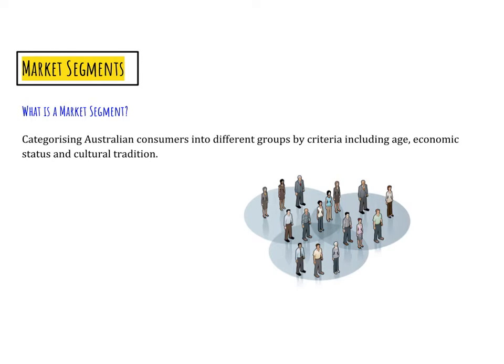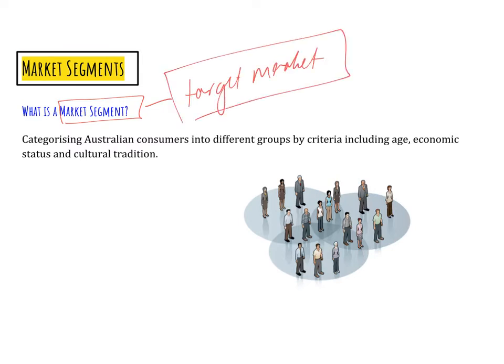Now that we've had a look at market trends, we're going to look at market segments. This really links to the target market for which a product is developed. The target market needs to be kept in mind from the beginning of the food development process, because they are ultimately the purchaser of the product and they will be generating the profit. So meeting the needs of the target market is crucial for the success of a product. Categorising Australian consumers into different groups by category, including age, economic status and cultural tradition, is the definition for a market segment.